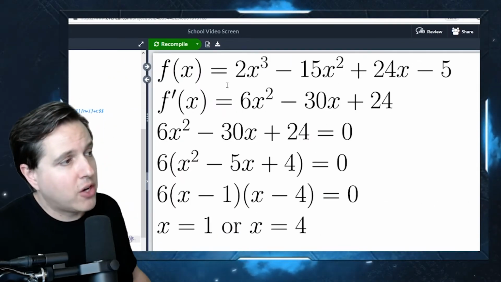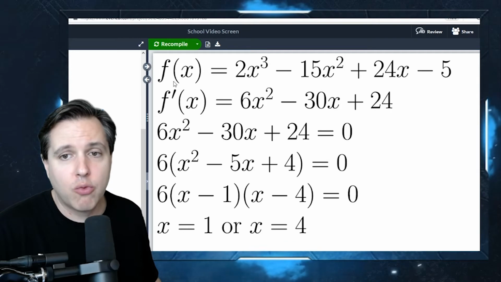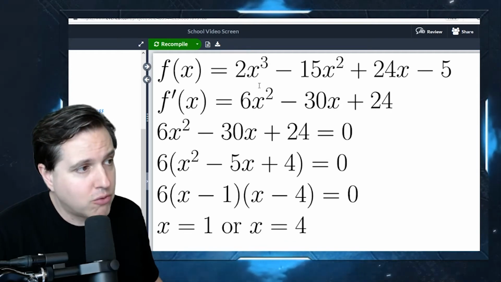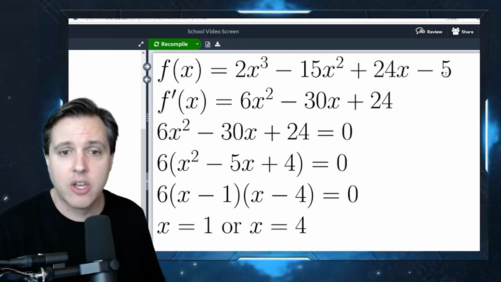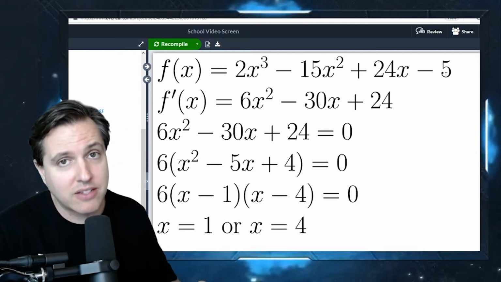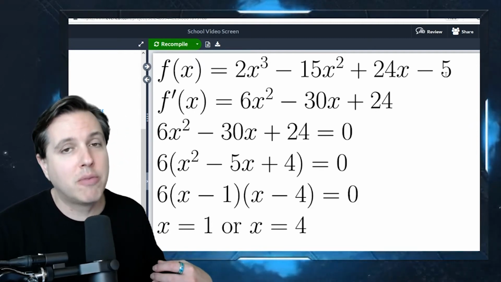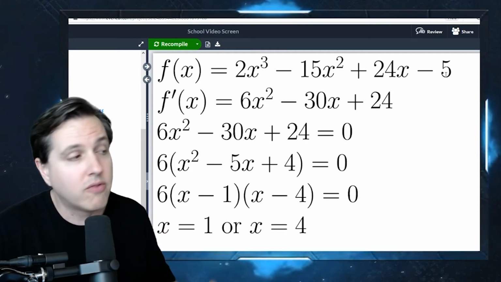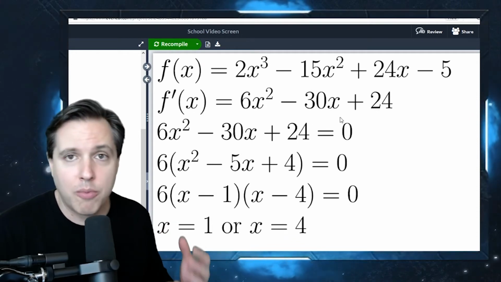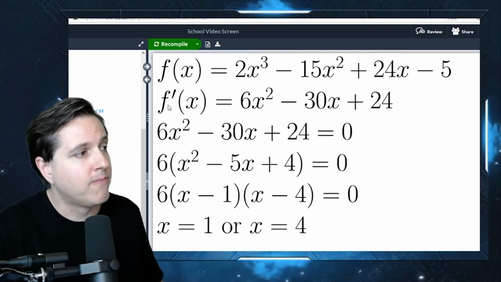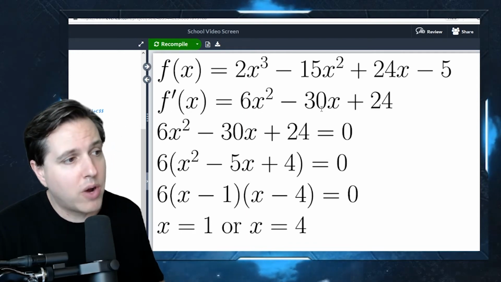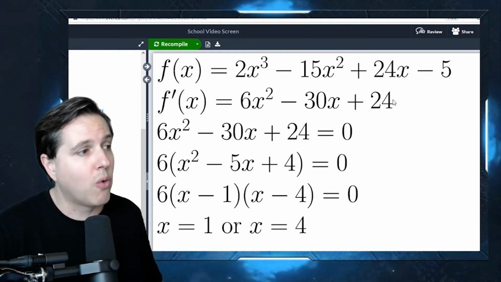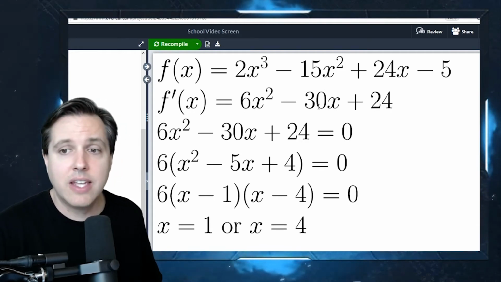Okay, so what do we have here? We have the original function. So we're interested in the function f of x equals 2x cubed minus 15x squared plus 24x minus 5. Okay, and we're going to use the first derivative test, so it stands to reason we should probably calculate the first derivative. So we've done that here. It's polynomial, right? Pretty straightforward to do. So the derivative of our function f is 6x squared minus 30x plus 24. So I've got that derivative taken easily enough.